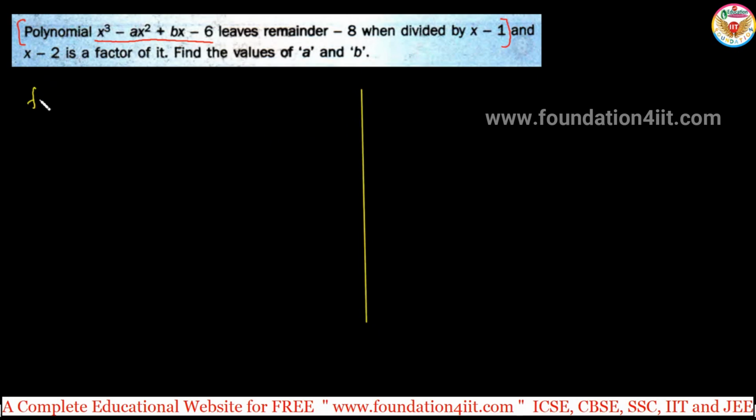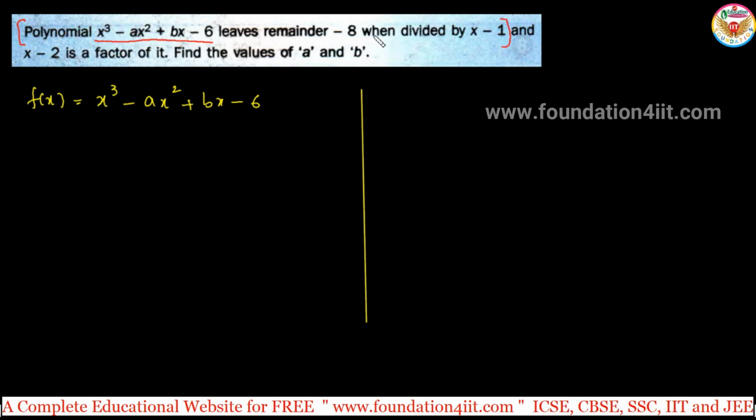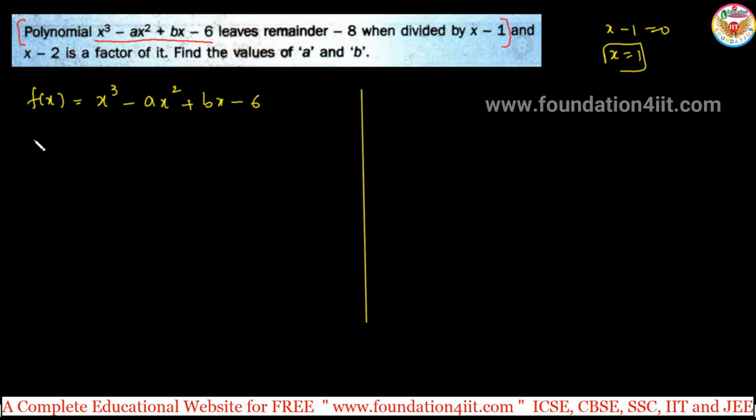First one, f of x is x cube minus ax square plus bx minus 6. They mentioned it is divided by x minus 1. Right? Let x minus 1 is equal to 0, then x is equal to plus 1. So already mentioned remainder is minus 8. So when you substitute, f of 1 should be equal to minus 8.